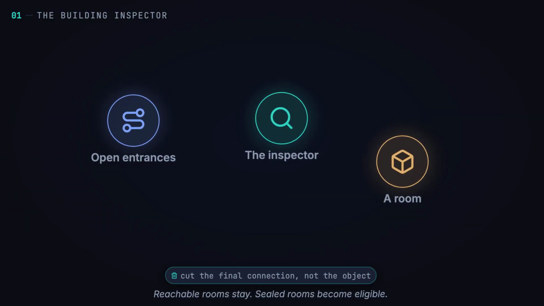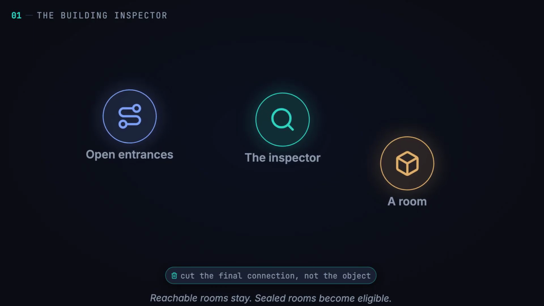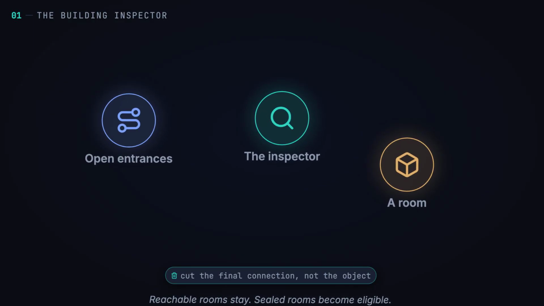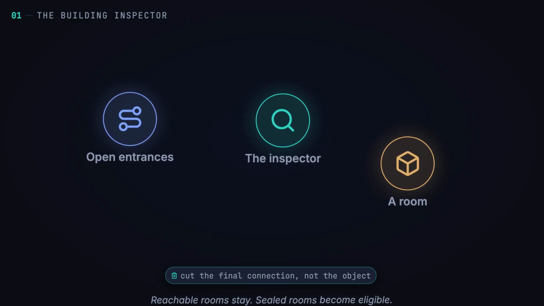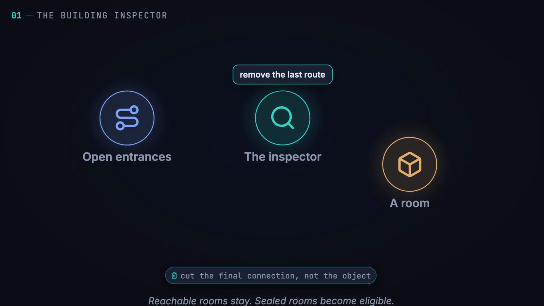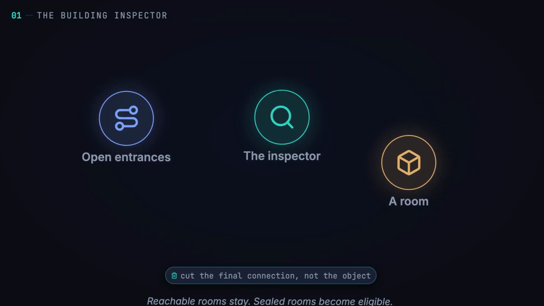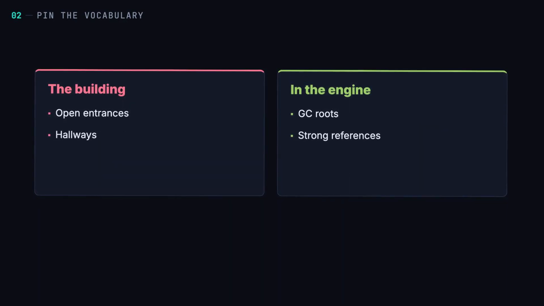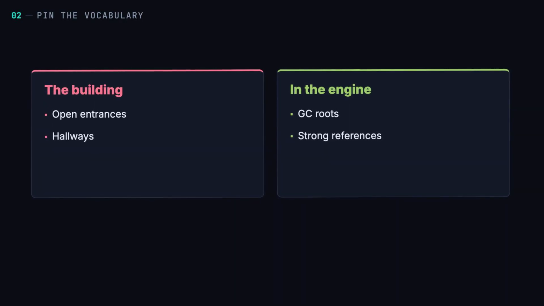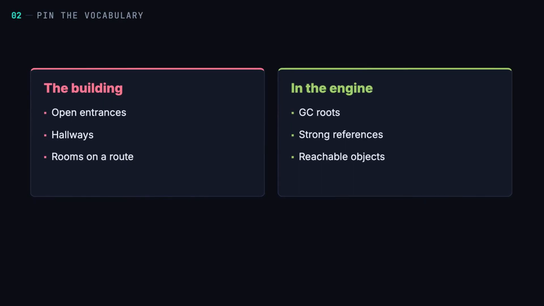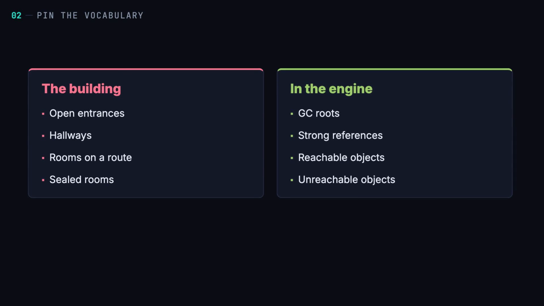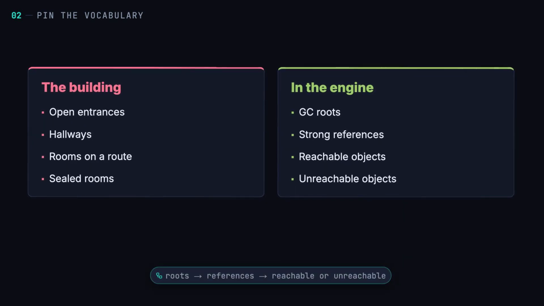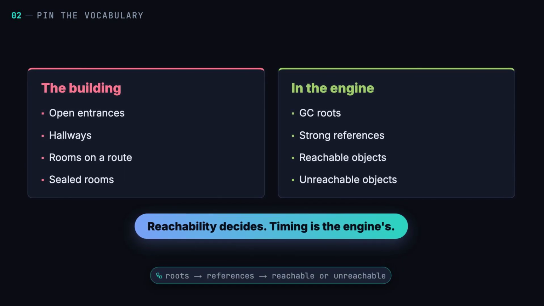Eligible does not mean gone this exact line of code. The engine chooses when to collect, balancing allocation pressure, pause time, and work already queued. Your job is simpler. Remove the last route when your feature is done. Now the formal names. Those open entrances are GC roots, places the engine begins tracing from. A hallway is a strong reference: a property, a closure, a listener, a collection entry. Rooms the trace reaches are live objects. A room it cannot reach is unreachable, eligible for garbage collection whenever the engine next decides to do that work.